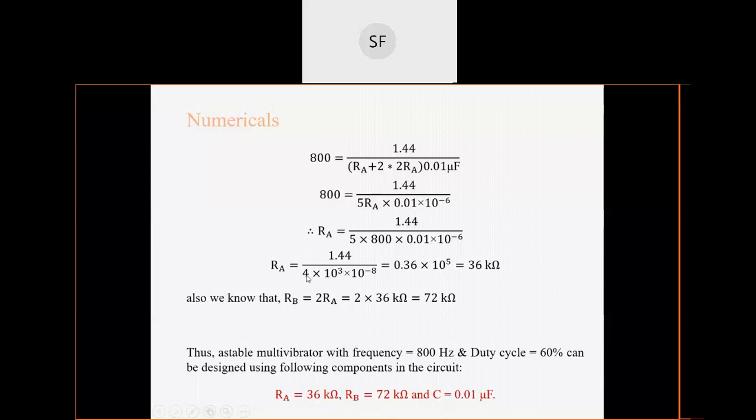Then by certain mathematical manipulation, we found the value of RA as 0.36 into 10 to the power 5 ohms. But again, I have just given 2 zeros to this, so it becomes 36, and the remaining 3 zeros, that is the remaining 10 to the power 3, I have made it kilo ohm, right? So this is the value for RA, that is 36 kilo ohm.